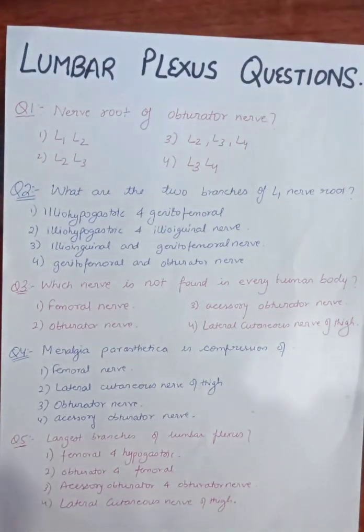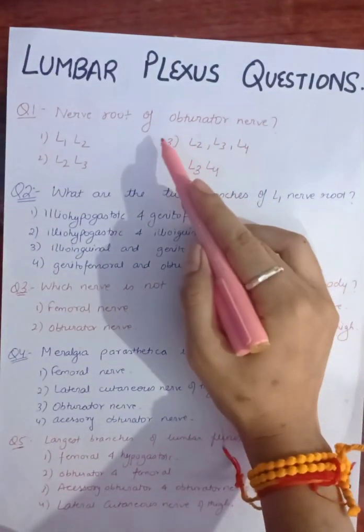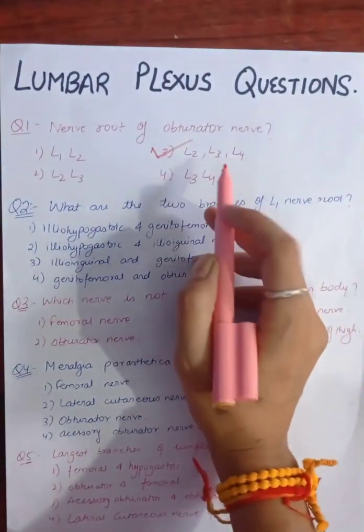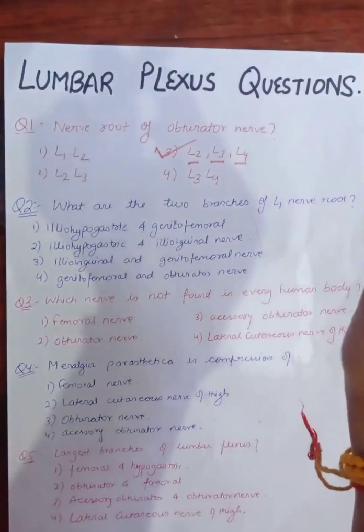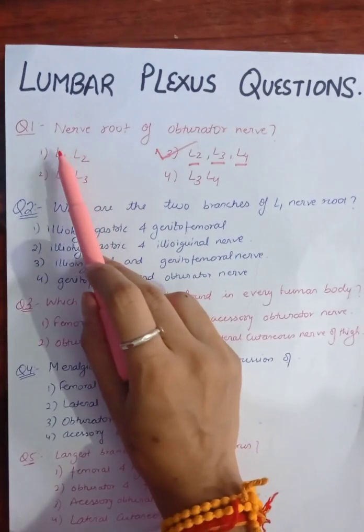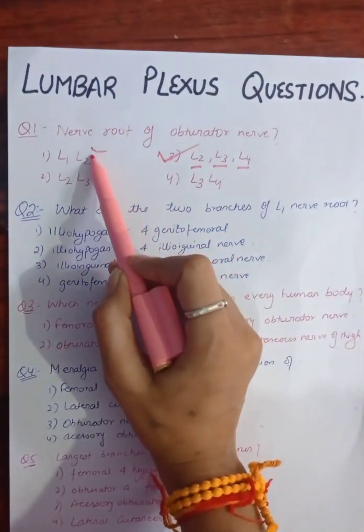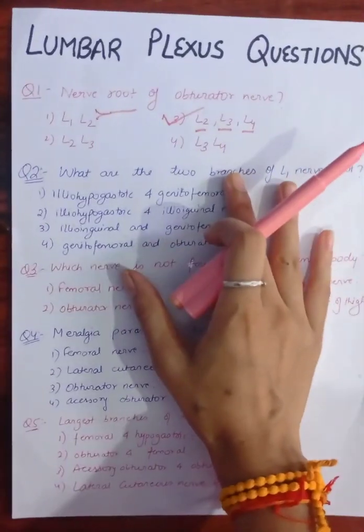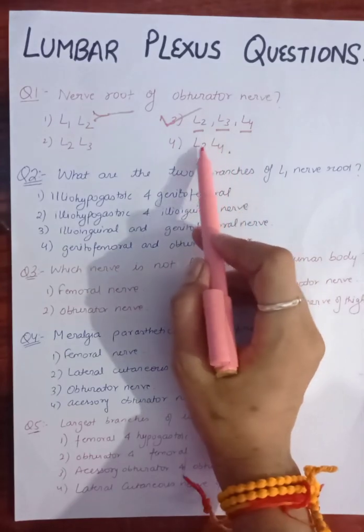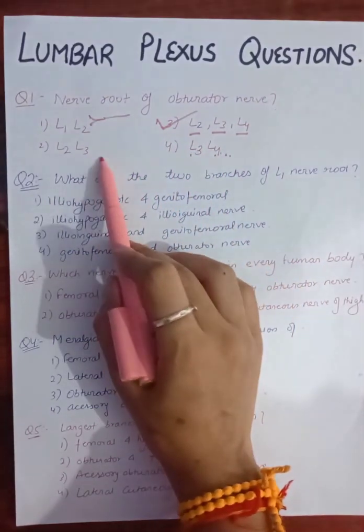So if you remember, I told you that the obturator nerve arises from the roots of L2, L3 and L4. From the ventral rami of L2, L3, L4, the obturator nerve comes. From L1 and L2 together, I told you one branch comes, that was the genitofemoral. To understand which nerve comes from which root, you can check my video.